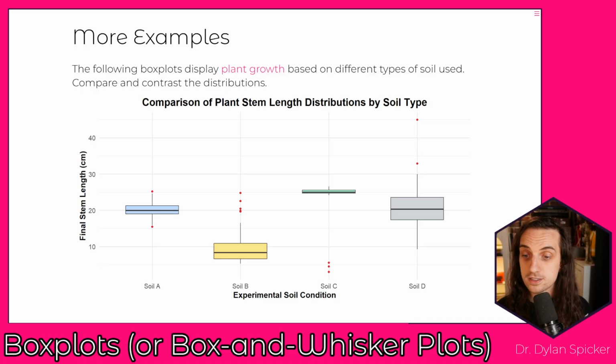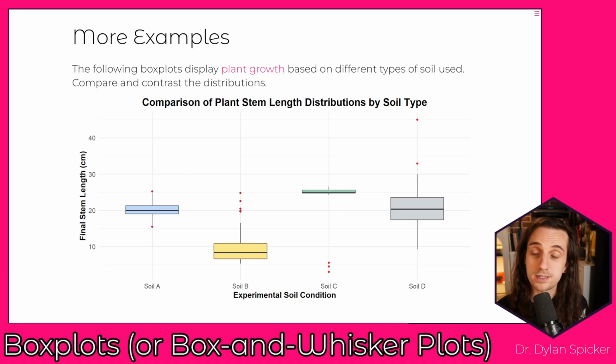It's always good to start with one of the traits, so I'll pick the location to start with. What can we say about the location? Well, soil C is going to have the highest location, followed by soils A and D, which have approximately the same, followed by soil B. We're thinking about the median there. The median growth for soil C is the highest, followed by A and D, which are about the same on median, and then soil B has the worst median growth.